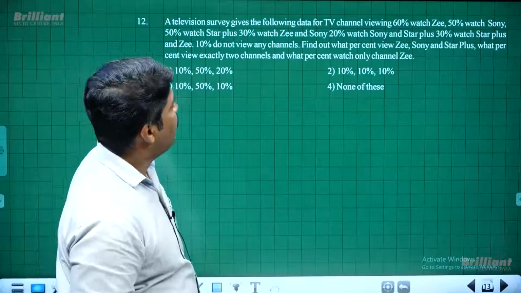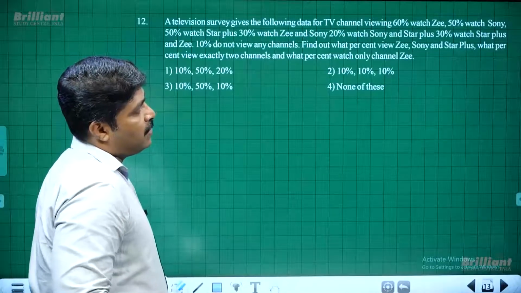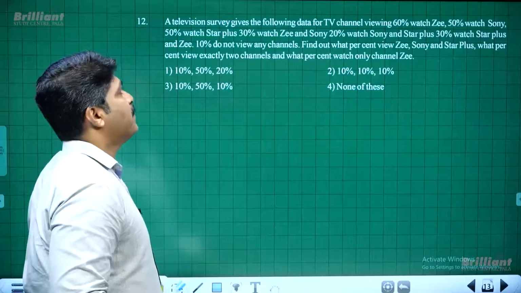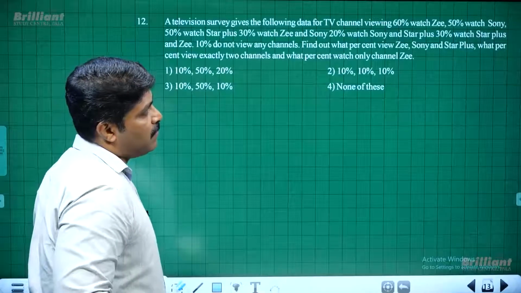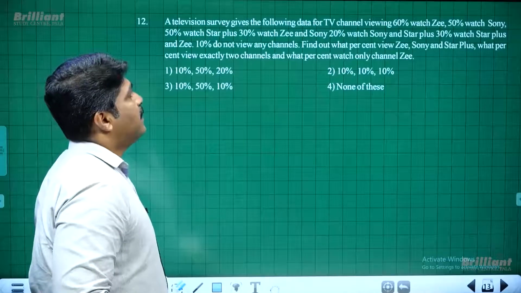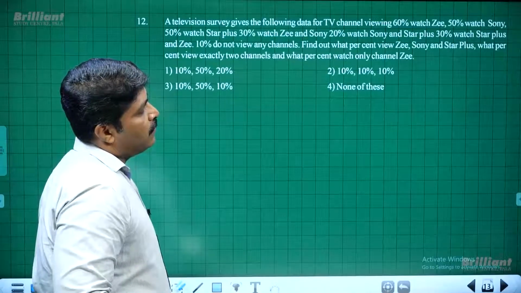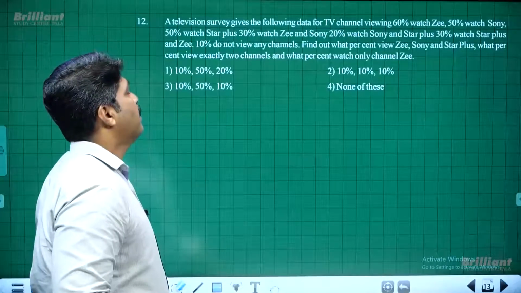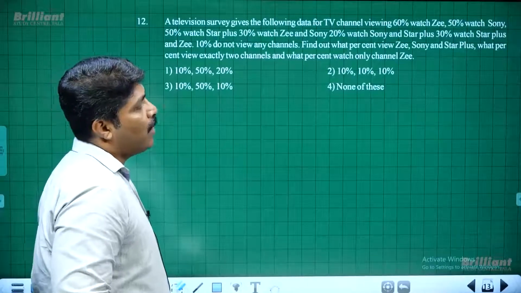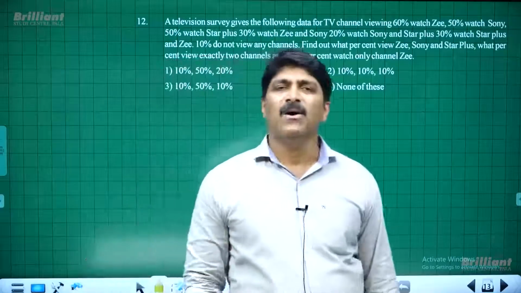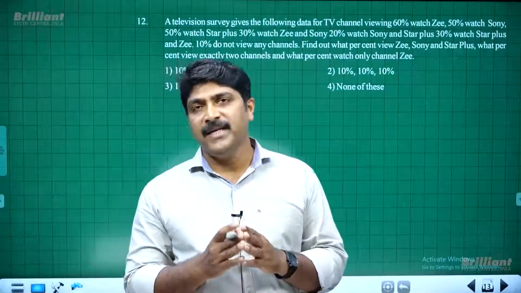A television survey gives the following data for TV channel viewing. 60% watch CTV, 50% Sony, 50% Star Plus, 30% watch C and Sony, 20% watch Sony and Star Plus, 30% watch Star Plus and C, and 10% do not view any channels. Find out what percent view C, Sony and Star Plus, what percent view exactly 2 channels, and what percent watch only 1 channel. So, a lengthy question, right? While reading the question itself, we got the idea. It's a basic application of a Venn diagram.